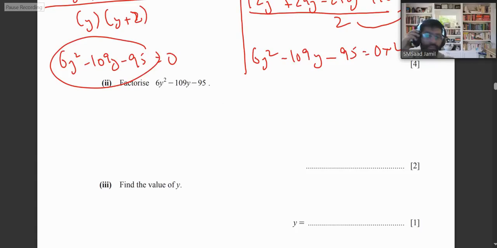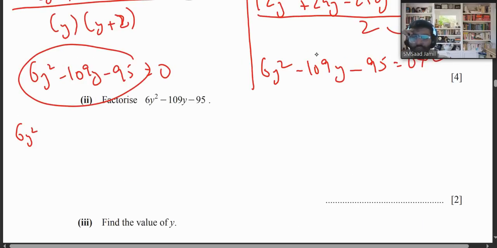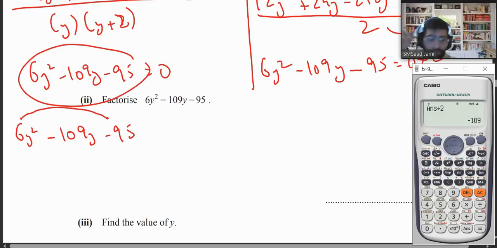So now it says factorize. So guys, the question is 6y square minus 109y minus 95. Look, the first number of the y square term multiplies with the last number. I want you guys to write it on the side with pencil. Negative 95 actually. So it's negative 570.